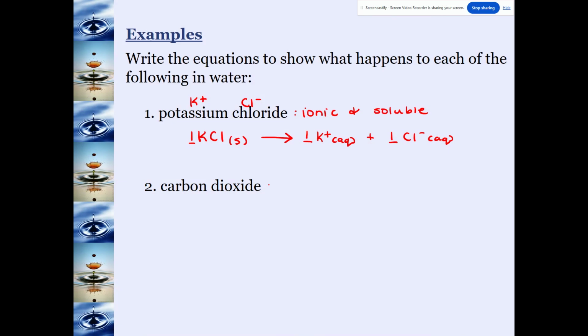Next example, carbon dioxide. This is molecular. And carbon dioxide, you should be familiar with, is a gas. Now you can balance these two. I don't usually put balancing coefficients unless it's ionizing or dissociating, but you could say I have 1 carbon dioxide gas forming 1 carbon dioxide aqueous. Molecular compounds do not ionize, they do not break into ions, they just change their state from, in this case, gas to aqueous, because gases are soluble.